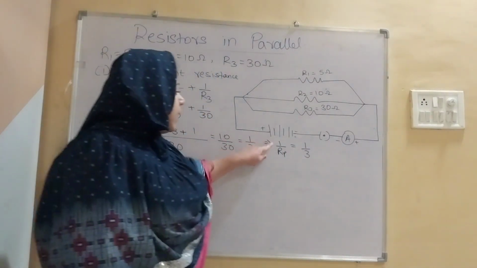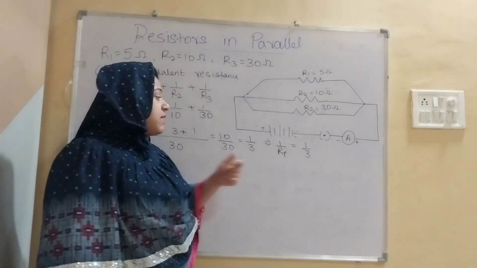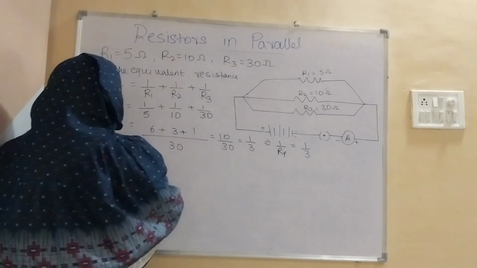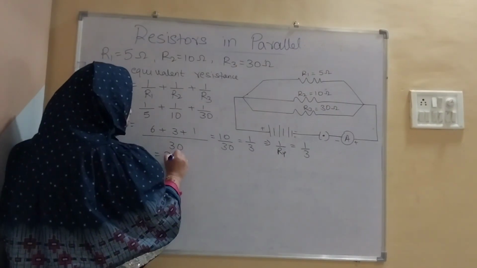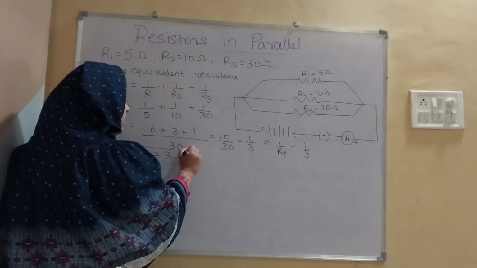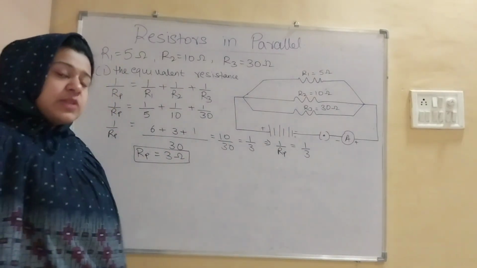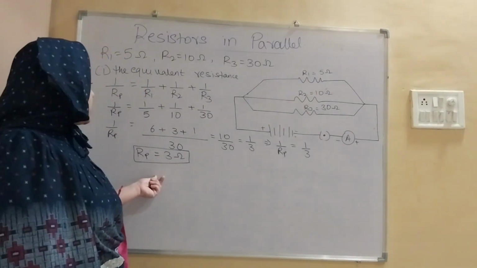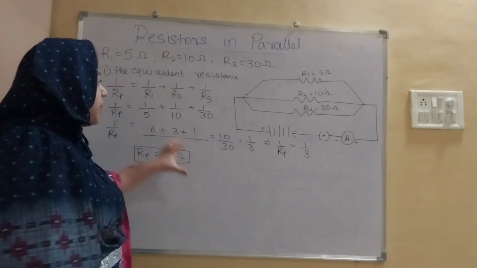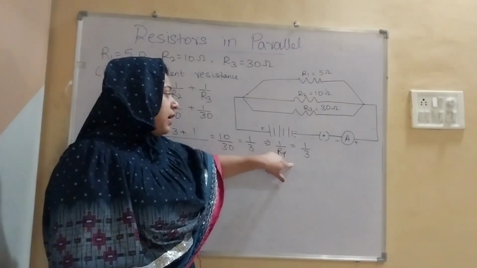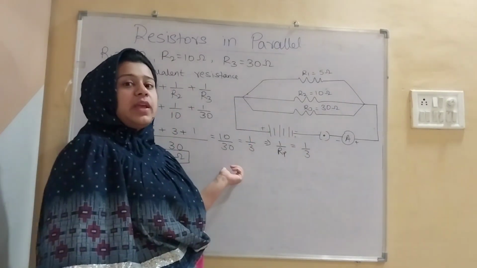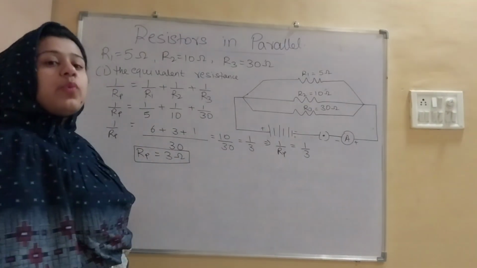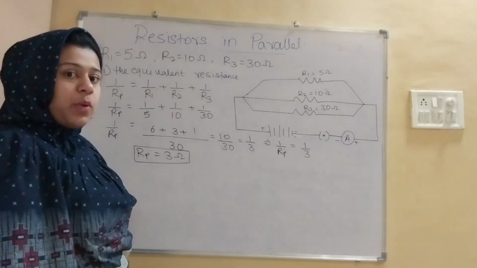Okay. We don't need the value of 1 upon Rp, whose value do we need? Rp, equivalent resistance, total resistance. So the value of Rp will be 3 ohm. What do we have to do? We have to take its reciprocal. Okay, so when we take the reciprocal, we get the value as 3 ohm. So 3 ohm is the equivalent resistance. So after solving, at the last what do we have to do? We have to take its reciprocal to get the equivalent resistance. Okay, so this is the way in which we find the equivalent resistance in parallel type of combination.